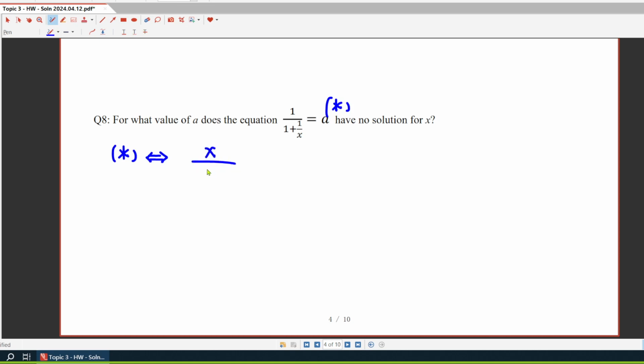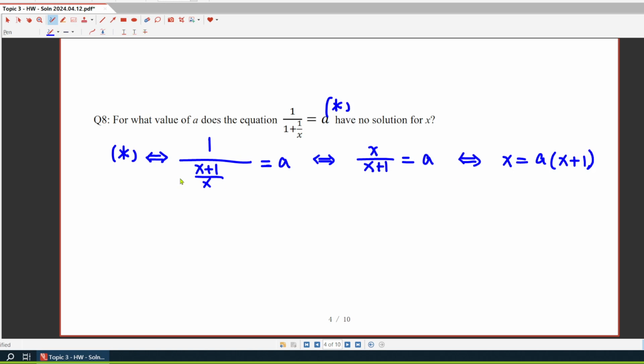x over... okay, that's right, one more step here. So 1 plus 1 over x is x plus 1 over x, right? So if this equals a, then this is equivalent to x over x plus 1 equals a, right? Which is equivalent to x equals a times x plus 1.